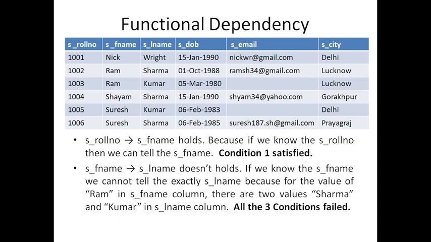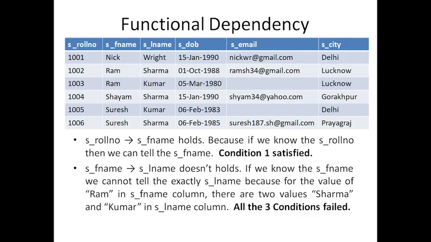Consider the second FD. First name determines last name. Go through the values in the table. The first name column doesn't have unique values. Similarly, the last name column doesn't have the same value. So both condition 1 and condition 2 fail.